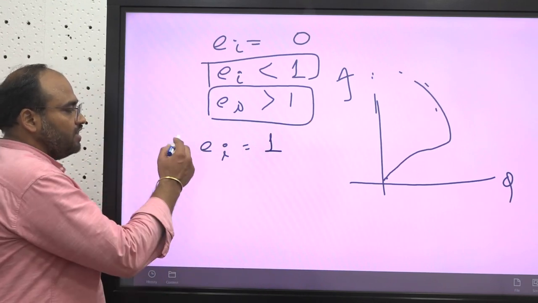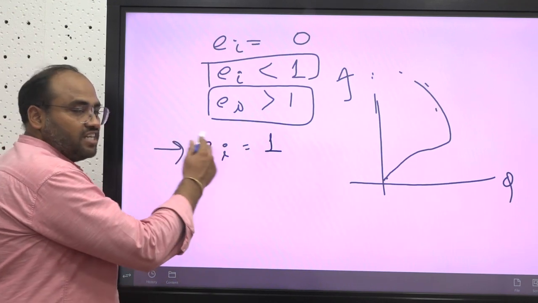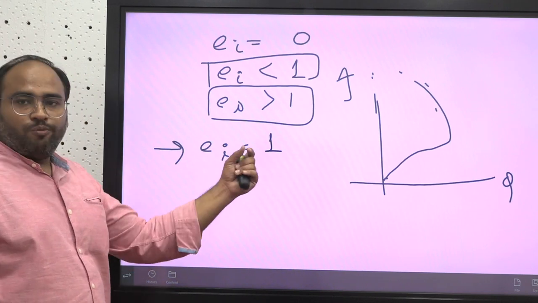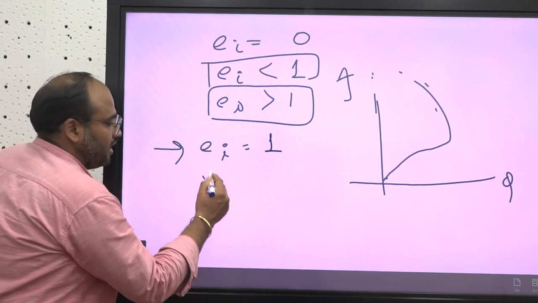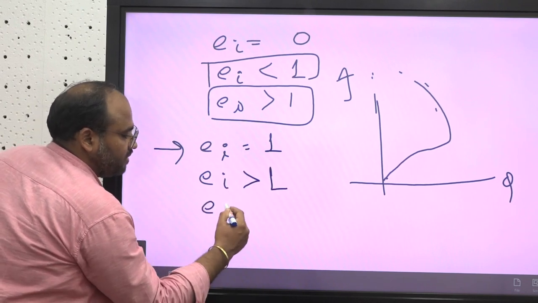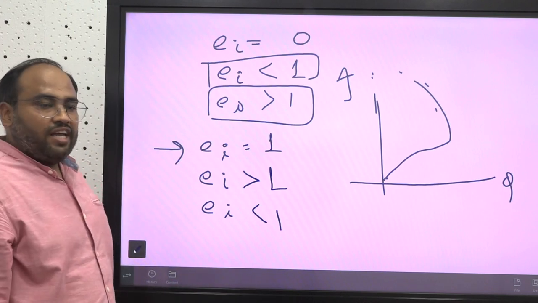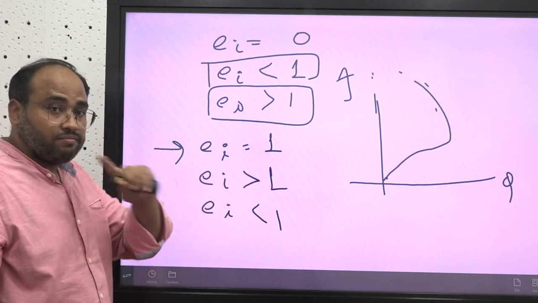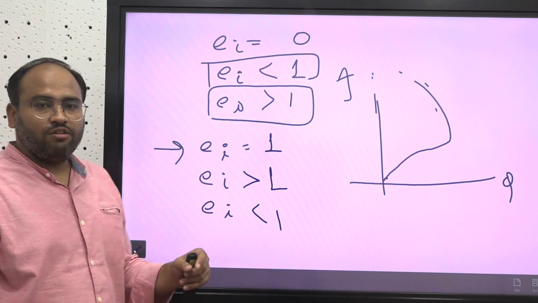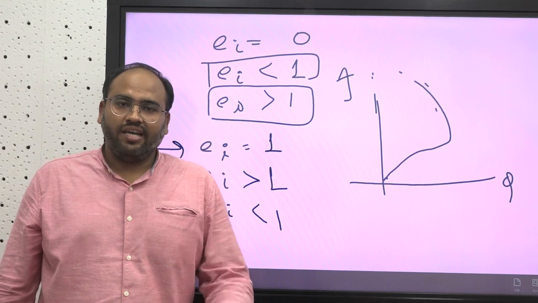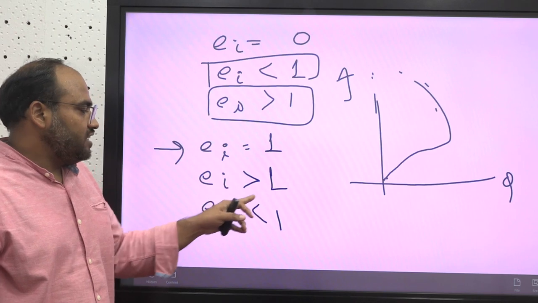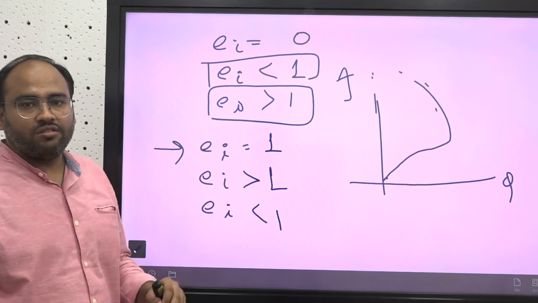Now, another situation is where the income elasticity value is equal to 1. From this point, we can deduce a situation where the value of income elasticity is greater than 1, and another situation where the income elasticity is less than 1. When the income elasticity is less than 1, these are known as necessity goods, which I have already explained earlier in this session. And the commodities where the value of income elasticity is greater than 1 are known as luxury goods.